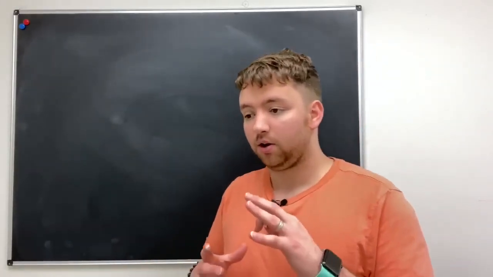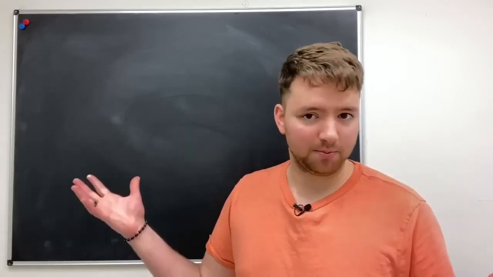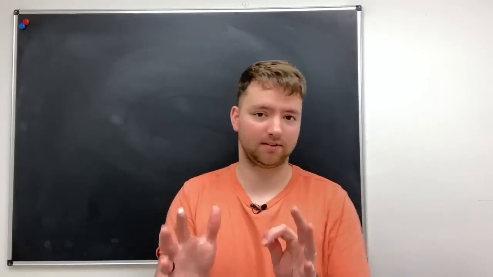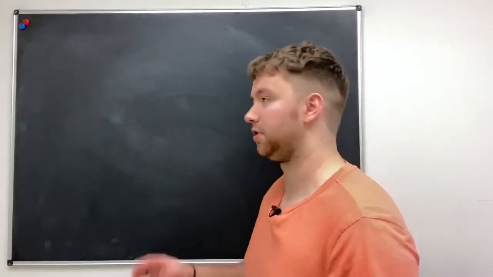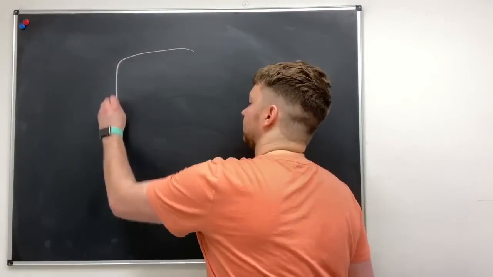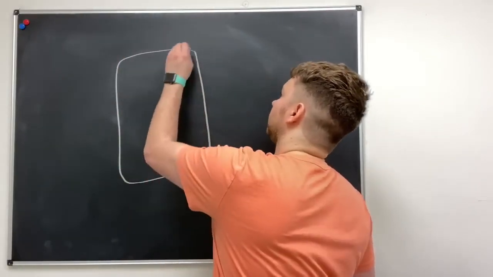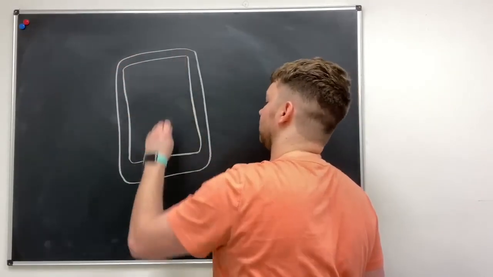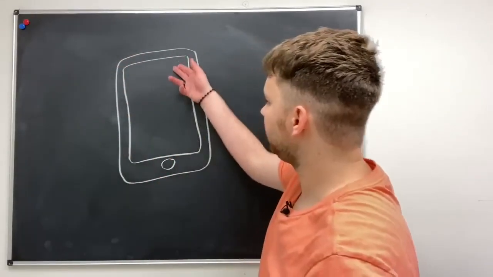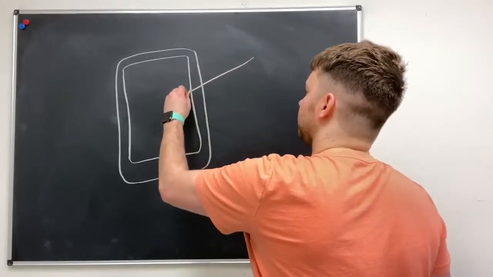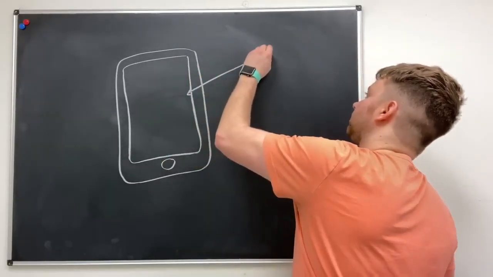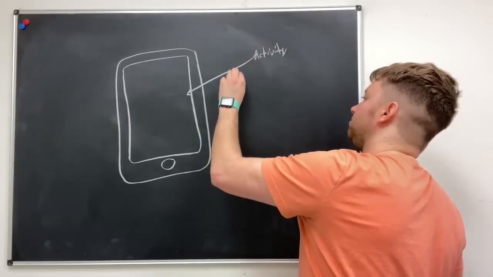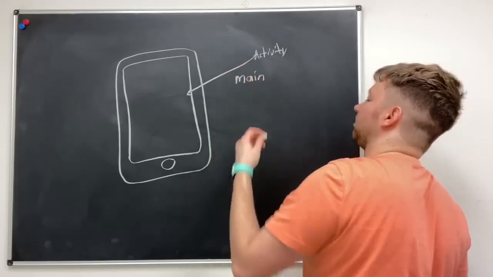Now, what is an activity? Simple question. It's not those things where you do stuff. No, it's not those kinds of activities. It's just a screen on your app. So let's say we have a phone, and let's say we have the screen on the phone. We're gonna go old school. We still have a border and a button down here. What shows up here is known as an activity. And we're going to have a main activity, and that's kind of like your home page, right?